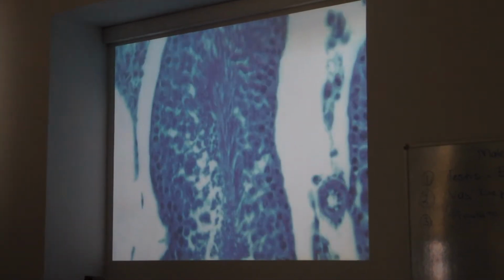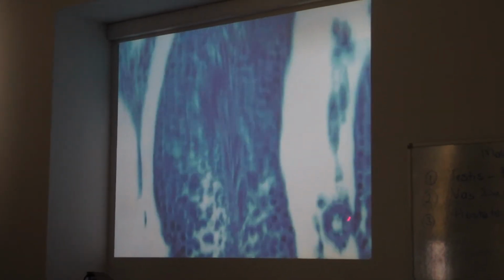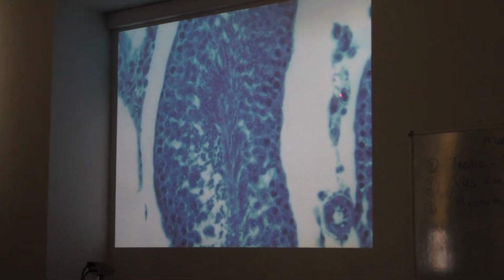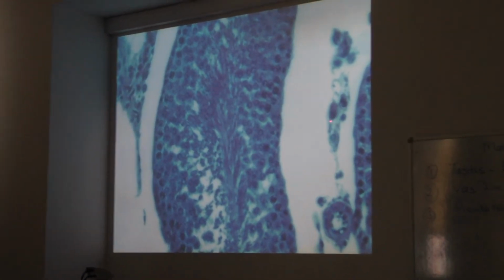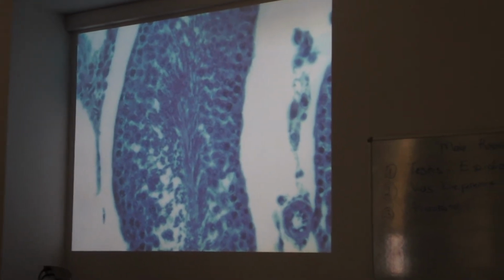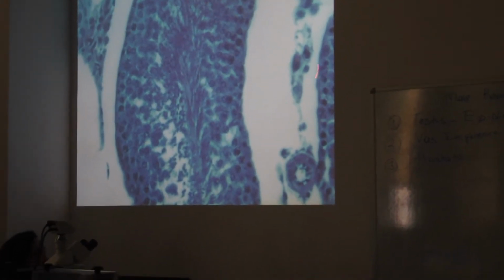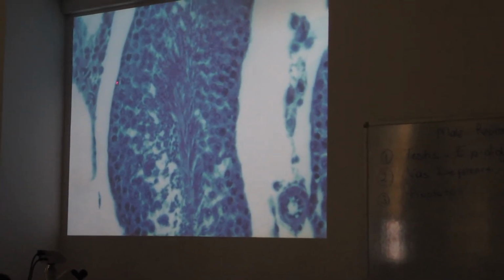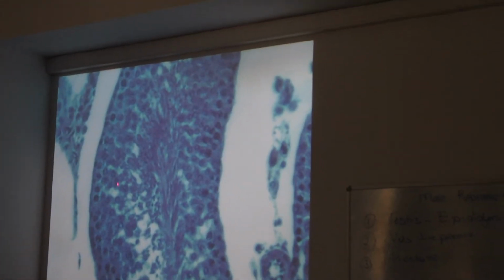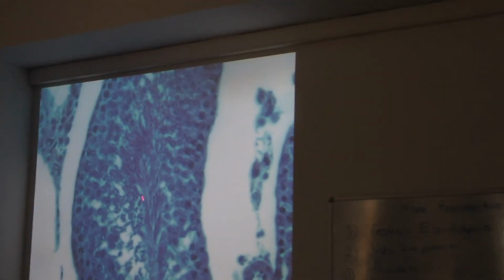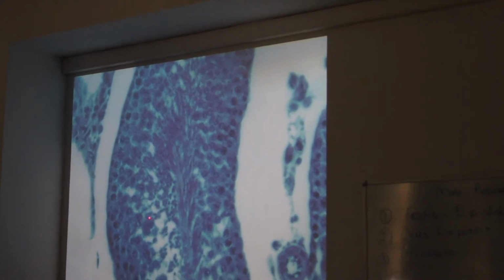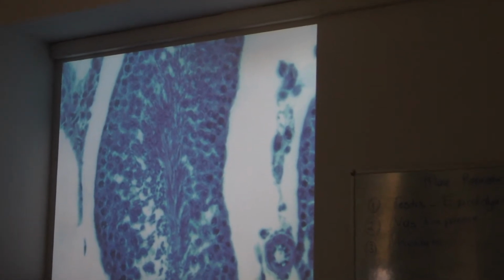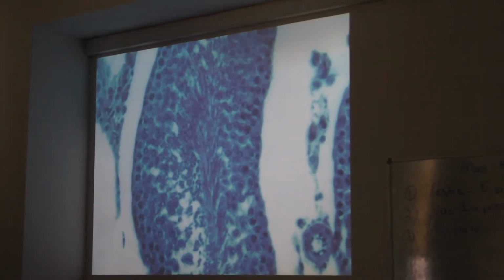Here is a very nice Leydig cell. This is the interstitial area because there is a vessel here. You can see a Leydig cell very, very well. The eccentric nucleus, it's not located in the center, and the acidophilic cytoplasm. So the Leydig cells are in the interstitial area, and the Sertoli cells and the spermatogenic cells, spermatogonia, primary spermatocytes, round spermatids, and sperm are inside the seminiferous epithelium. Here is another Sertoli cell nucleus. It's triangular and the nucleus is prominent.